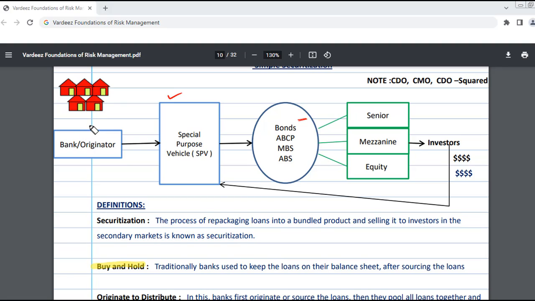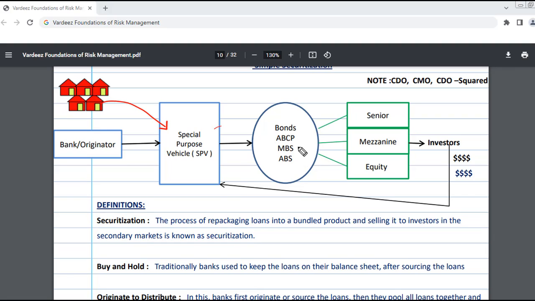That's the traditional way, but let's now have a look at how securitization helped the banks prior to the financial crisis. First, the bank will give these loans, and then all these loans will be transferred to this SPV, the special purpose vehicle. It's a third party legal entity. Then out of this pool of loans which has been transferred here, securities will be created, which we will call either bonds, asset-backed commercial paper, mortgage-backed securities, or asset-backed securities.